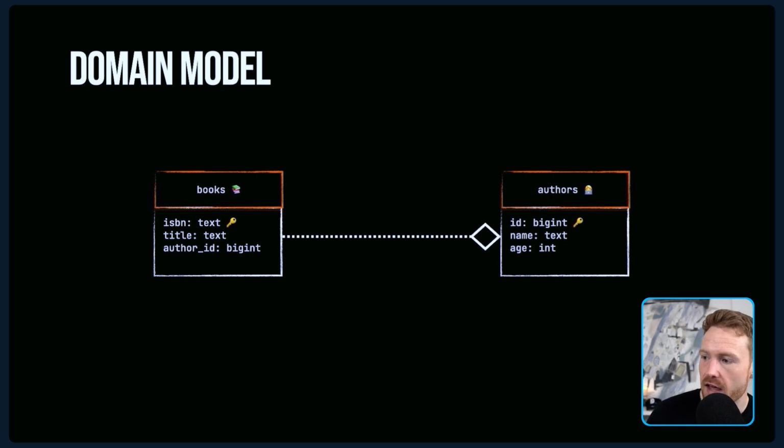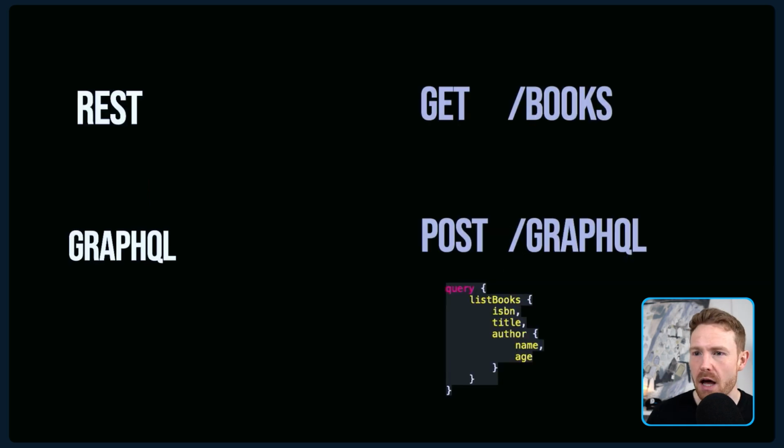If we take a look at the author here, we can see that the author has an ID, and then we have the name of the author, and then we have the age of the author. And the way that we've got this set up is that a book can have one author, but an author can have many books. So let's talk a little bit about the practical differences between REST and GraphQL here.